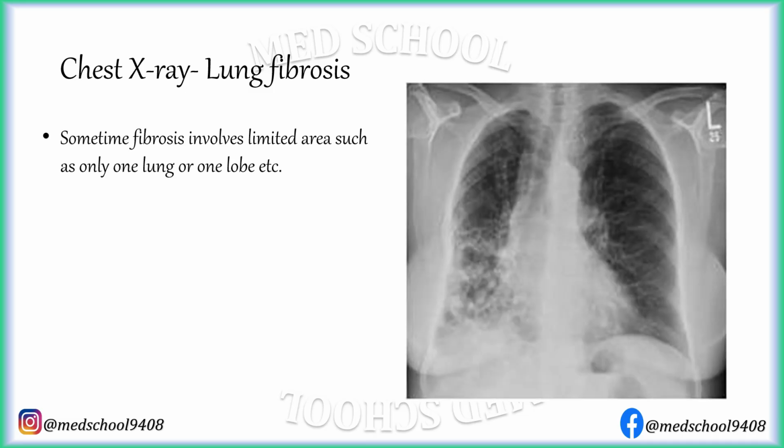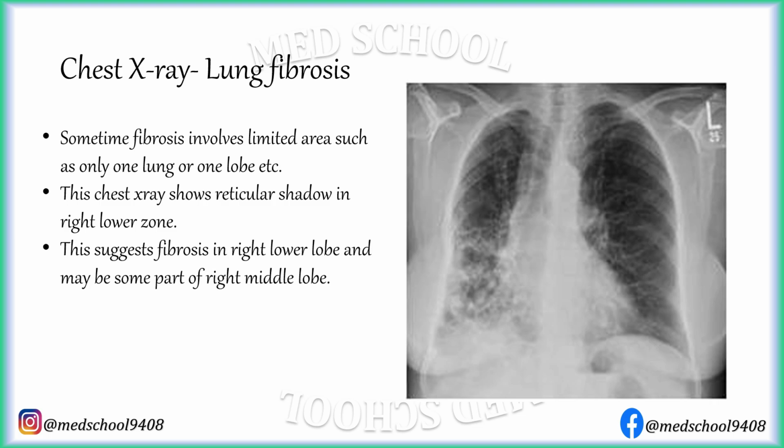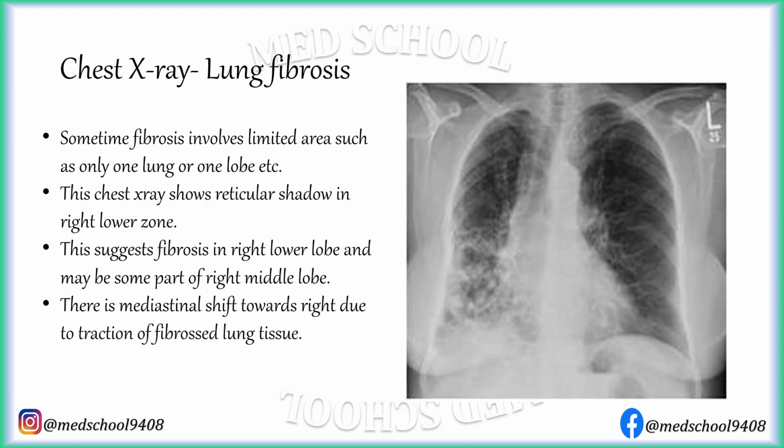Sometimes fibrosis involves a limited area, such as only one lung or one lobe, etc. This chest X-ray shows a reticular shadow in the right lower zone. This suggests fibrosis in the right lower lobe and maybe some part of the right middle lobe. There is a mediastinal shift toward the right due to traction of fibrous lung tissue.